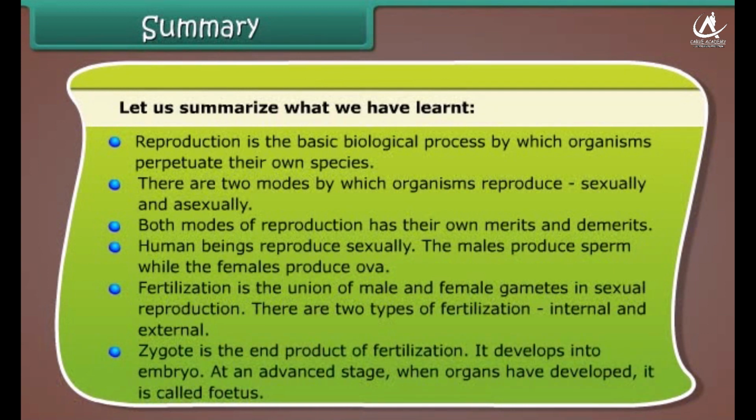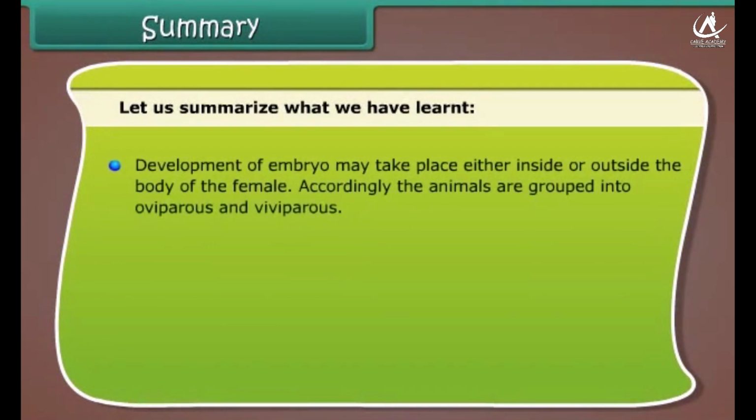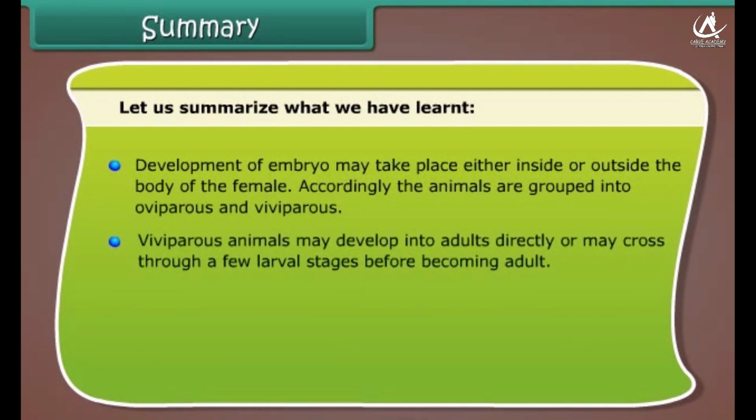Zygote is the end product of fertilization. It develops into embryo. At an advanced stage, when organs have developed, it is called fetus. Development of embryo may take place either inside or outside the body of the female. Accordingly, the animals are grouped into oviparous and viviparous. Viviparous animals may develop into adults directly or may cross through a few larval stages before becoming adult.